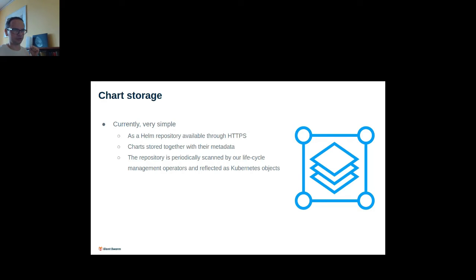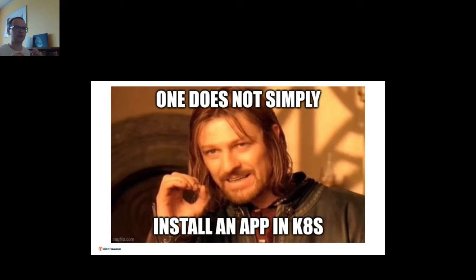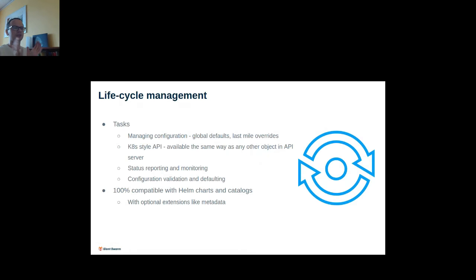So the next part is time to deploy an app. We have the chart built, tested, stored. Well, now it's the lifecycle management. The problem is that one does not simply install an app in Kubernetes. Why? Because there are multiple tasks and events involved in this lifecycle management thing. You need to manage configuration. You need to be able to see the status of your apps. You need to monitor them. You probably need some configuration, and so on and so forth. All the problems that I listed to you at the beginning of my talk.